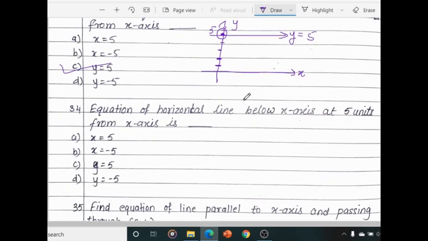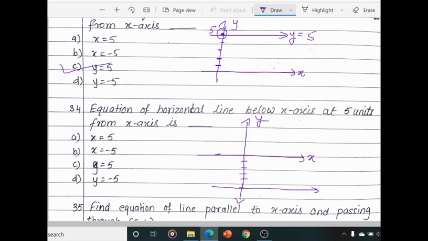Now, the equation of a horizontal line below the x-axis at 5 units from the x-axis. Same way, suppose this is a coordinate system. This is the x-axis and this is the y-axis. So below means here 1, 2, 3, 4 and 5.